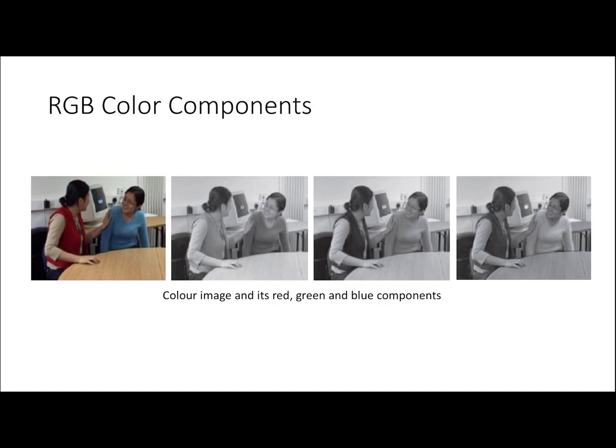Now, this is the color image, represented in the RGB color model, and this shows the red, green and blue components of the color image, which are actually monochrome images. The red component consists of all the red samples. The green component contains all the green samples, and the blue component contains all the blue samples.